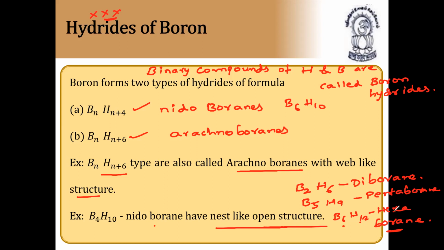So binary compounds of hydrogen and boron are called boron hydrides. It forms two types of hydrides. The general formula BnHn+4 are called nidoboranes, and BnHn+6 are called arachnoboranes, with web-like structure. And B4H10 nidoborane has a nest-like open structure. A nest, you know what a nest is. So it is a nest-like open structure. These are the two types of hydrides of boron.